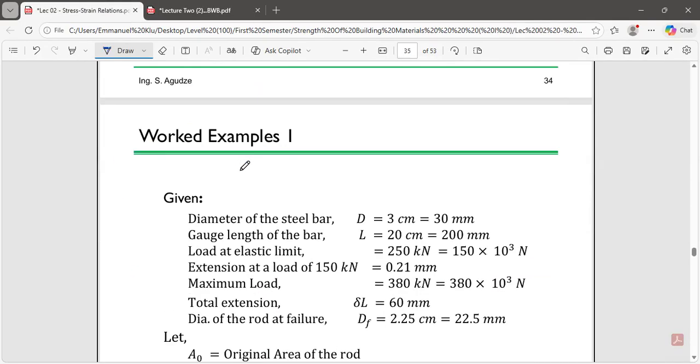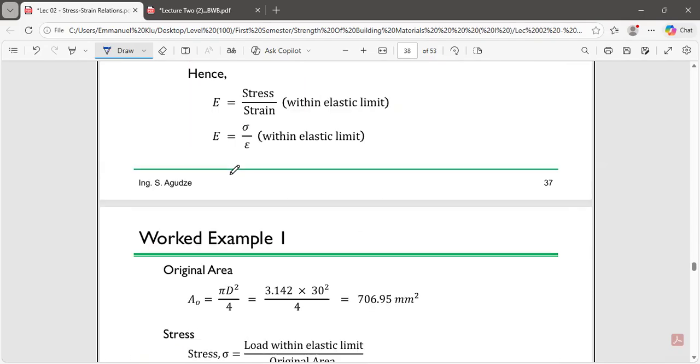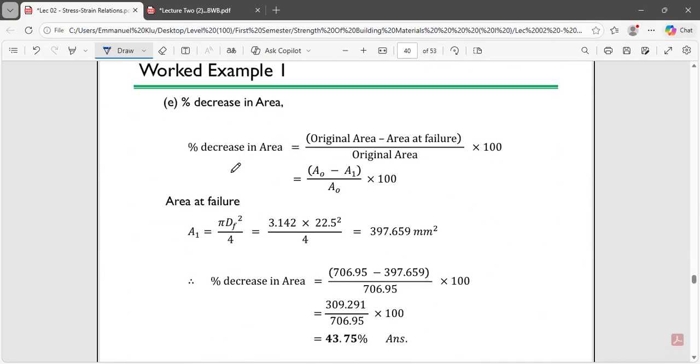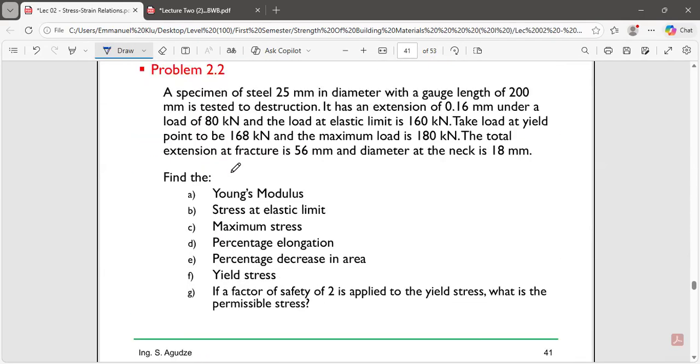So let's come to our question 2. Let's analyze that together and see how best we can wrap up that question. Exactly. Can anyone read the question for us before we proceed?